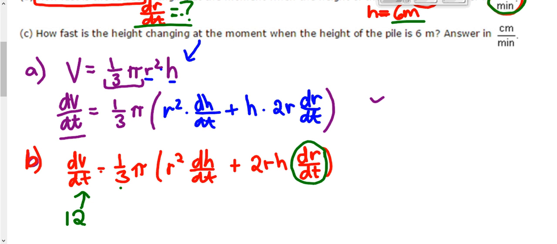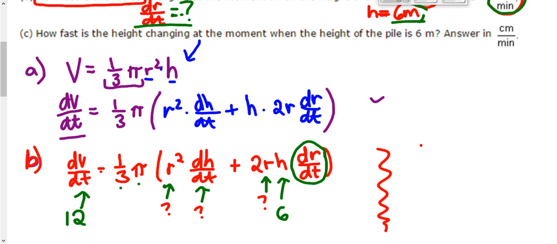1/3 is a number, pi is a number. We need our radius. Well, they only gave us height here, and they didn't give us that radius before. So we don't have that yet, but we are going to find it. dh/dt we also don't have. r, again, we don't have. Height, they did give us. They told us height was 6. So those 3 missing ones, here, here, and here, all of those are going to come from that proportion that we used.